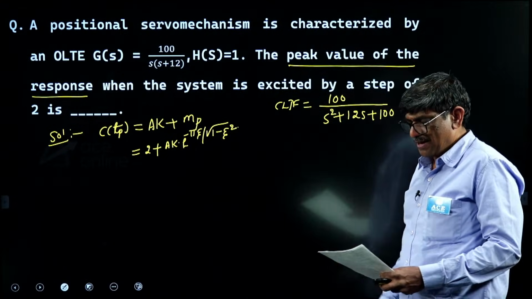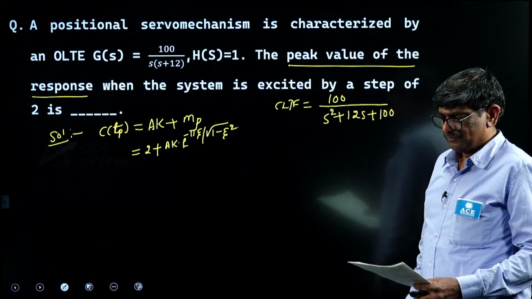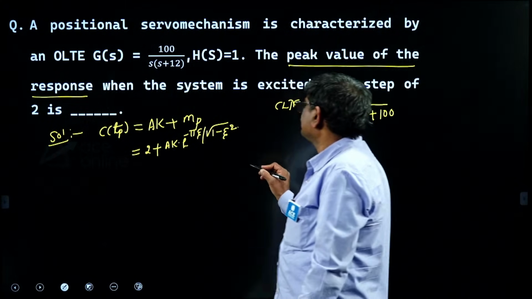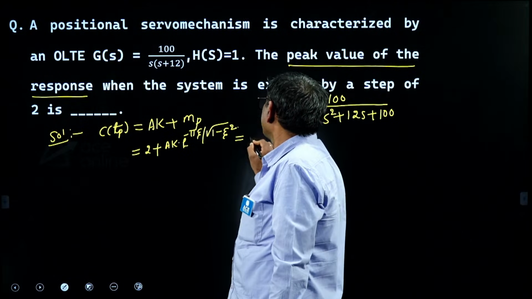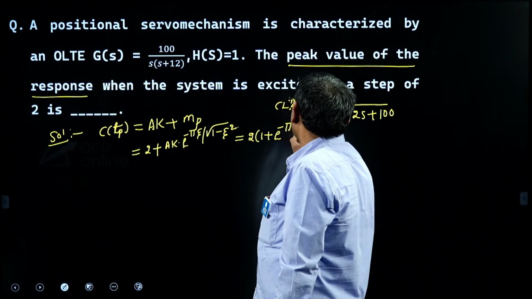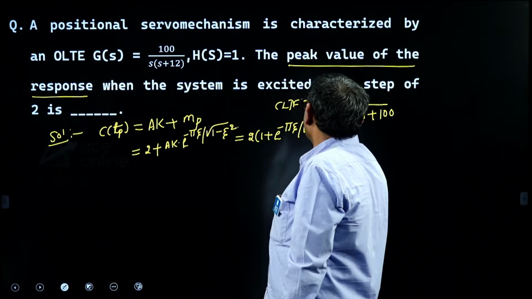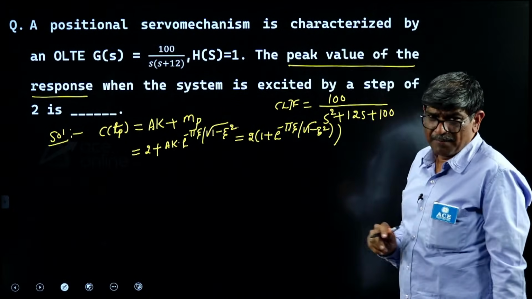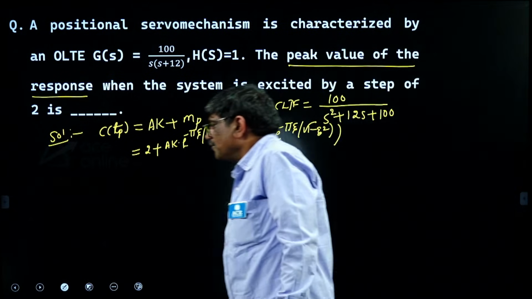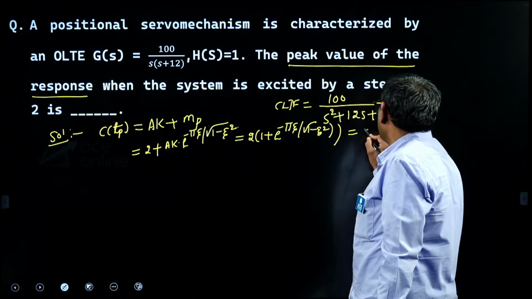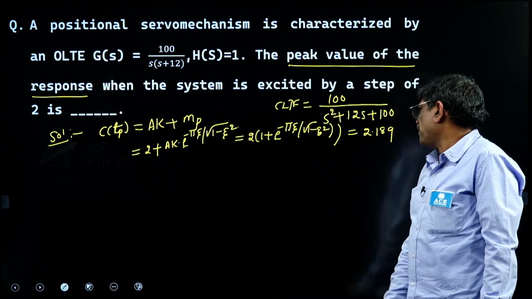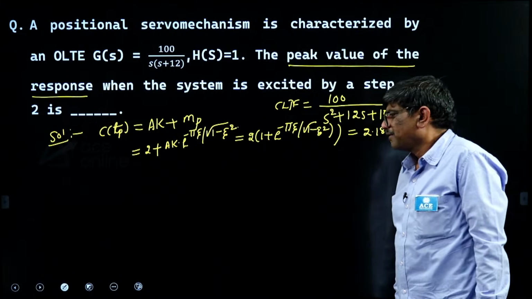Solve it. What is the answer? Anybody? AK is 2. Here also 2 you will get. 2 into 1 plus e power minus pi zeta by root of 1 minus zeta square. You will get approximately 2.189. Okay. Next one.